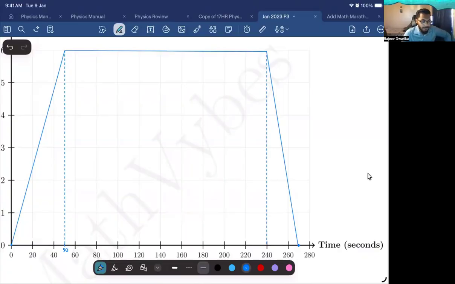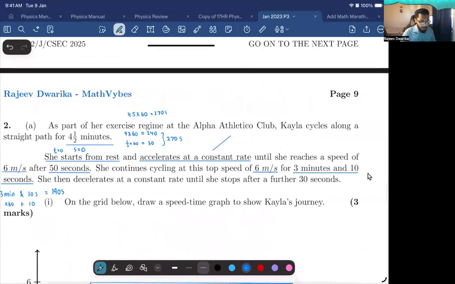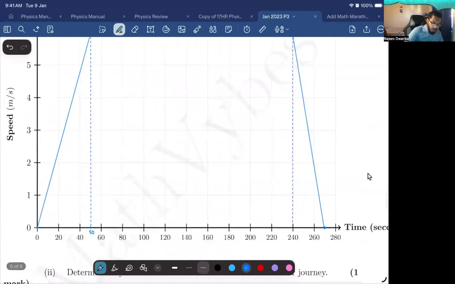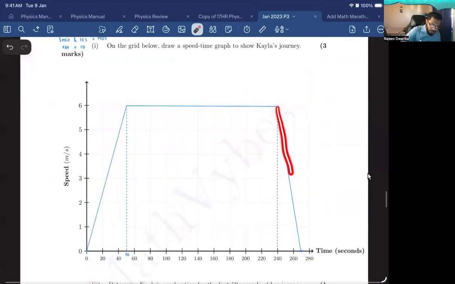After she maintained that speed, she decelerated, sir. And how long did she cycle for altogether? She cycled for 270 seconds. Exactly. So if she cycled for 270 seconds, at 270 seconds, should I come to rest? Yes, sir. So I could have just connected these two in one go.